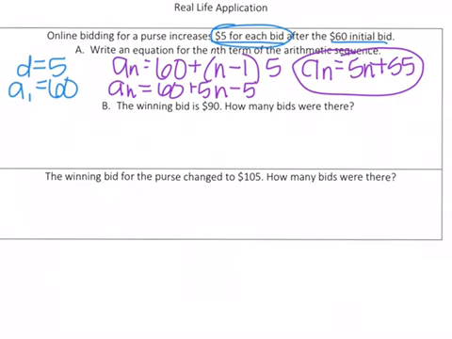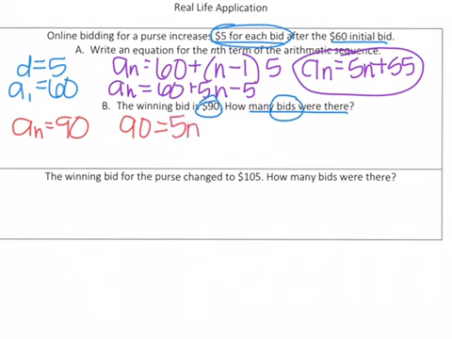Now, this part B is a little different from what we did before. It says the winning bid is $90. So how many bids were there? Guys, we now know that $90 was an answer, but we don't know what term it is. We're finding out the term number. So we're actually going to plug in 90 for a_n. We don't know how many bids there were, so there could have been 10, there could have been 17, we don't know. So we're going to plug 90 in for that y spot on our slope-intercept form.